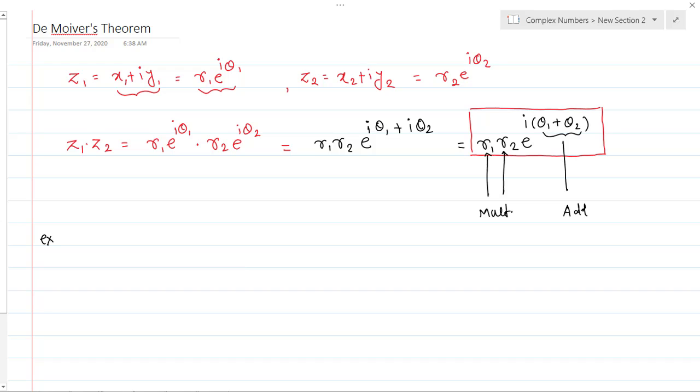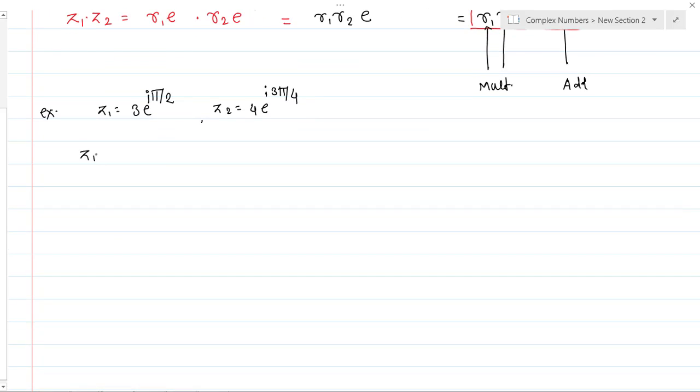Let's take one simple example. Suppose z1 is equal to 3 e raised to i pi by 2 and z2 is equal to 4 e raised to i 3 pi by 4. Then what will be z1 into z2? It is equal to 3 e raised to i pi by 2 into 4 e raised to i 3 pi by 4. This is equal to 3 into 4, which is 12, e raised to i in brackets pi by 2 plus 3 pi by 4.